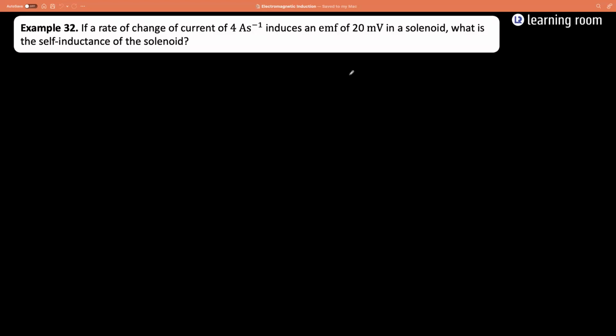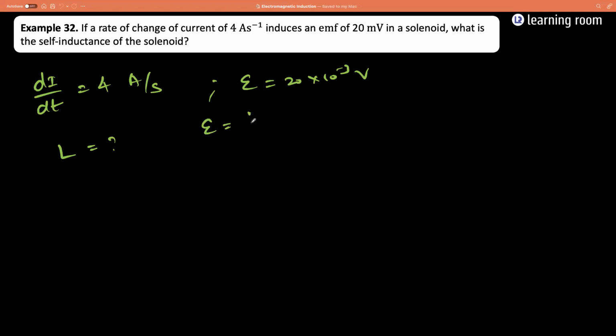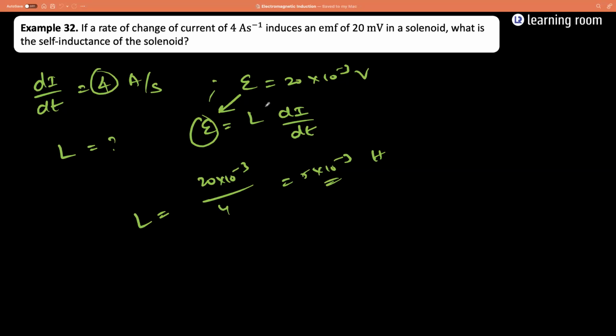If the rate of change of current is 4 ampere per second, so what did they give us? dI by dt is equal to 4 ampere per second, and it induces an EMF of 20 into 10 power minus 3 volt in a solenoid. Then what is going to be the self-inductance of the solenoid? L is equal to how much? We know that E is equal to L into dI by dt. I ignore the minus sign because we know the magnitude. So 20 into 10 power minus 3 divided by 4. Answer is 5 into 10 power minus 3 Henry. So L is equal to that. I hope you understood, everybody. EMF is this value, dI by dt is this value, plug in and then find it out.